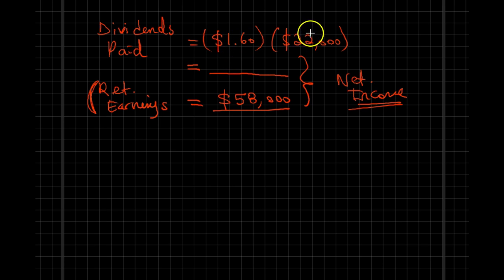So let's move on and actually find out what our dividends paid are. So 1.6 times 22,000, I think that should give us 35,200, I believe. Make sure you redo these calculations on your own when you have time.